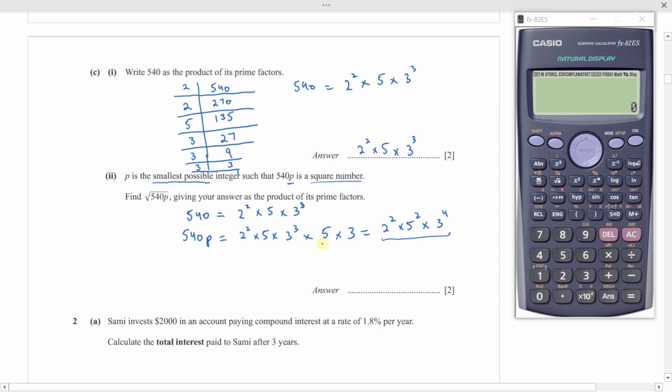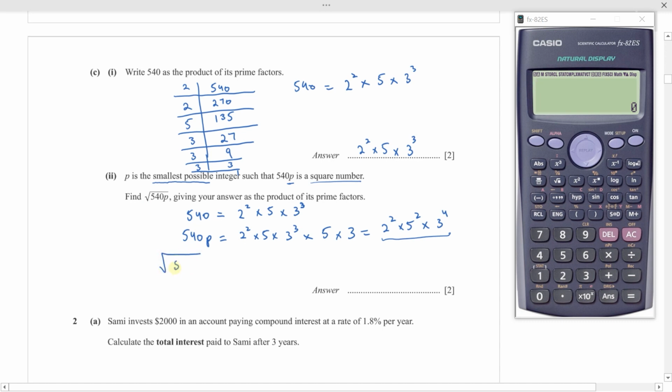So you will multiply with the smallest possible numbers to make the powers even. We don't multiply the 2 because it's already even. 5 power 1, to make it 5 squared, we just multiply it by 5 power 1, and 3 cubed can be converted into 3 power 4 by multiplying it by 3. So this is 540 times P. Now the question asks you to take the square root.